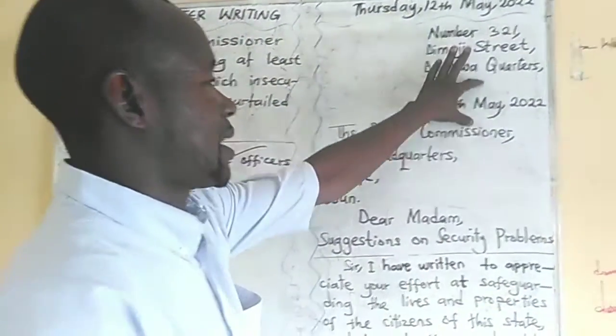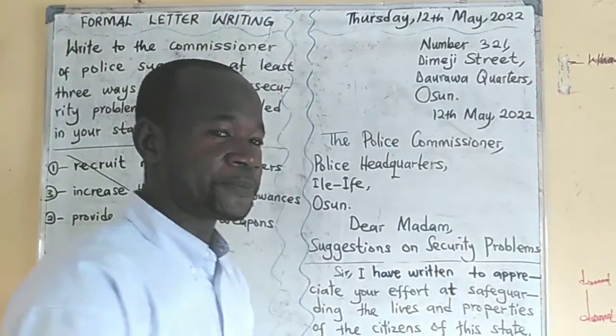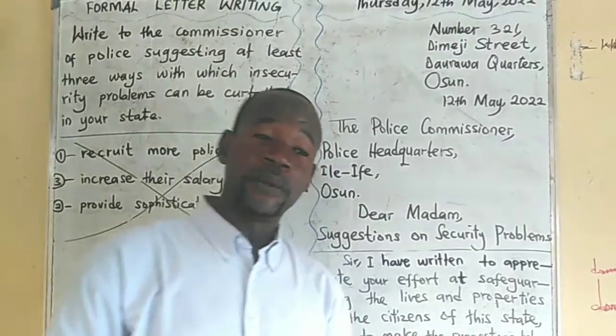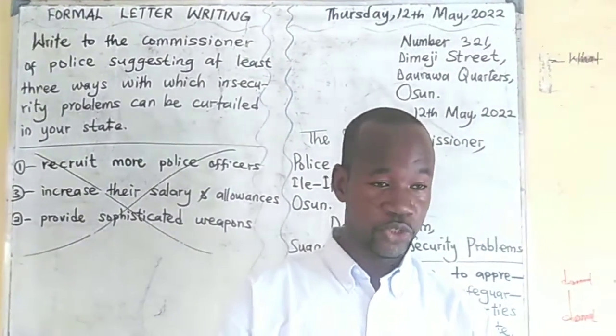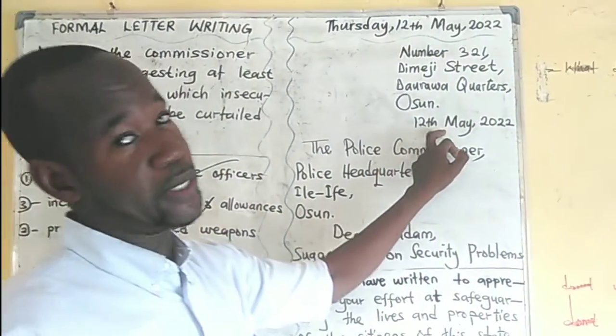After the writer's address comes the date. 12th, with the th written small and raised, then the month, the comma, and then the year. Please remember, the month of the year is an example of a proper noun and it should be written with a capital letter at the beginning. So do not write May with a small letter m.